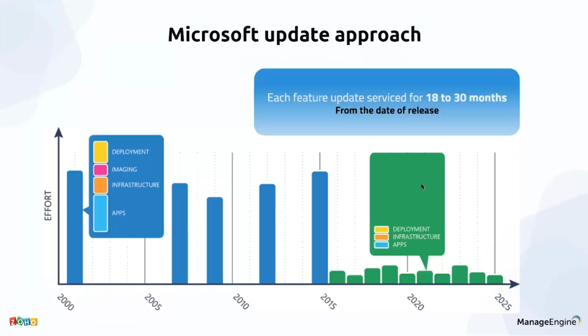As we all know, once a feature pack is released, its service or support will be available for 18 to 30 months based on the edition of Windows 10 that you're running. So with Endpoint Central, you will be able to automate all these feature pack deployments. We will be looking at more information about how the feature pack deployment can be automated using our Endpoint Central product as we proceed further.